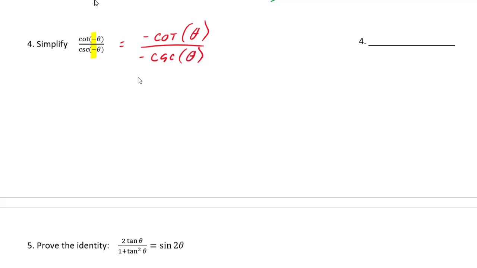And at that point, now those two negatives are out in the open. They can interact with each other. A negative divided by a negative would just turn into a positive, so I can just say this is the same as a cotangent of theta over a cosecant of theta. So I've at least dealt with part of the ugliness.